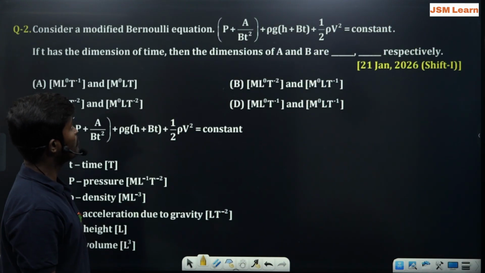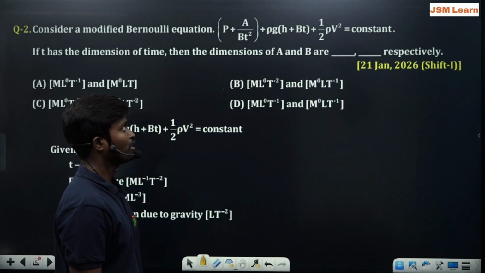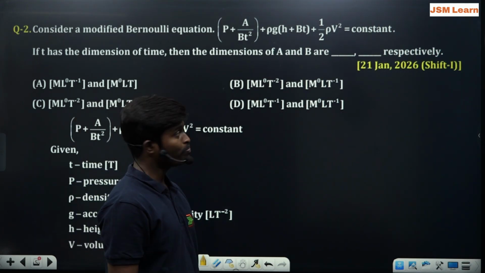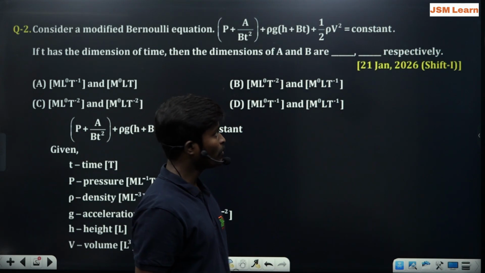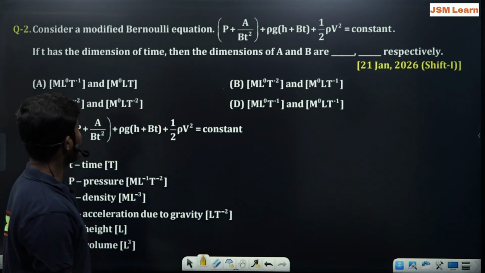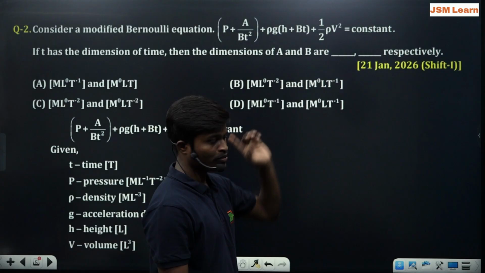Consider a modified Bernoulli's equation: P + a/(bt^2) + rho g h + bt + (1/2) rho v^2 = some constant. Now, if t has the dimensions of time, then the dimensions of a and b are respectively.